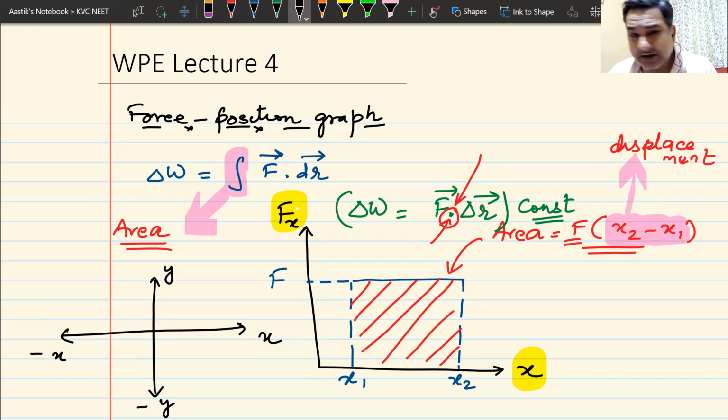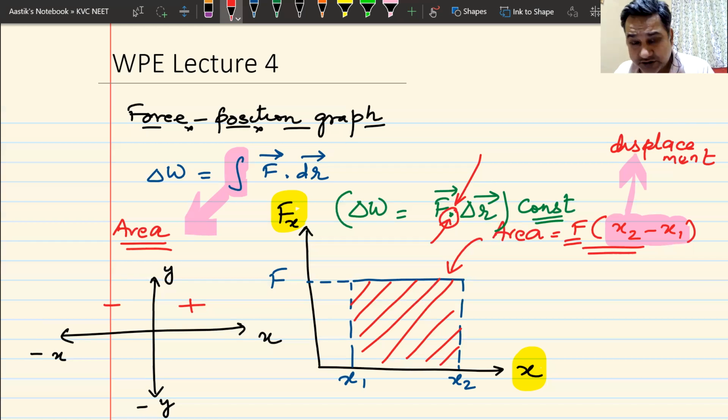If the area is in the first quadrant, both are positive. Force and displacement both are positive. That means they are in the same direction, so the area will be positive. If I come to the second quadrant, force, which is on the y-axis, is positive, but displacement is negative. Positive multiplied by negative, your answer would be negative. I hope you understand this.